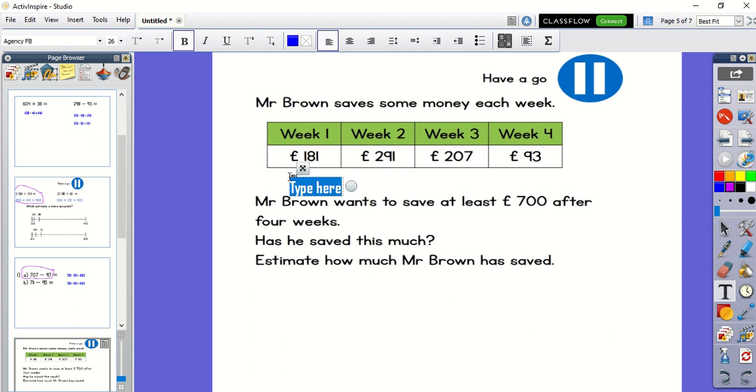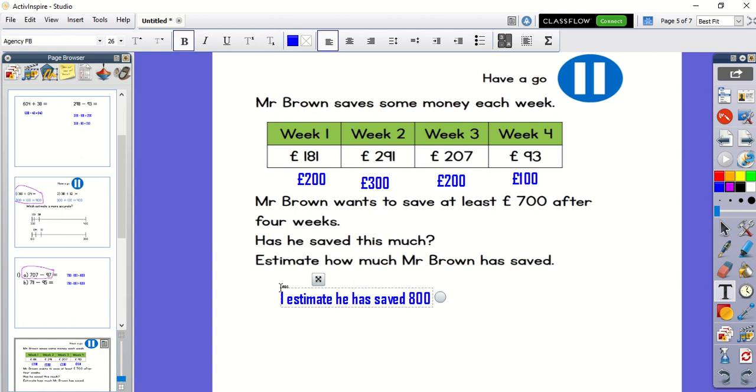So first thing I'm going to do is I'm going to round them all up. I'm going to say that's £200. I'm going to say that's £300. That's going to be £200. And because I want to make it nice and easy, I want to just add hundreds together rather than do hundreds, add a couple of tens, I'm going to round this one up to £100. So now let's add it up. So I've got 200, add 300, add 200, add 100. 200, 500, 700, 800. So I estimate he has saved £800.